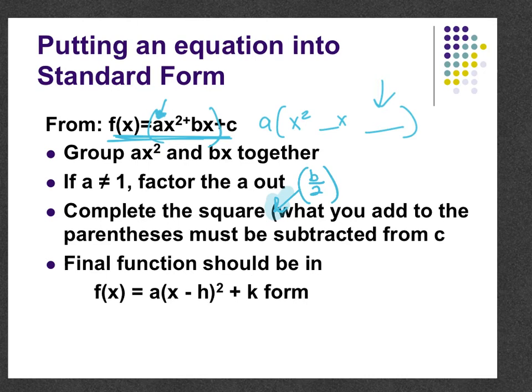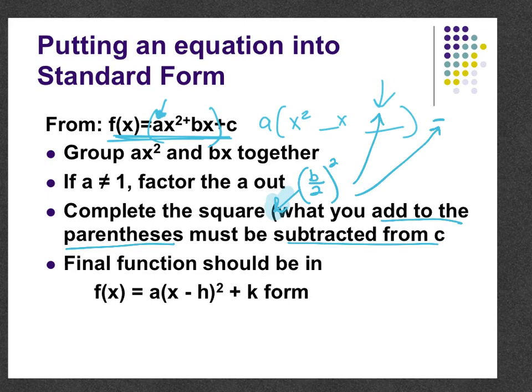So to complete the square, to find that last term, we take b, divide it by 2, and square it. And then we add it into that space. And it says it here, but what you add to the parentheses, you have to subtract from the outside. We'll walk through this process, but these are the steps.